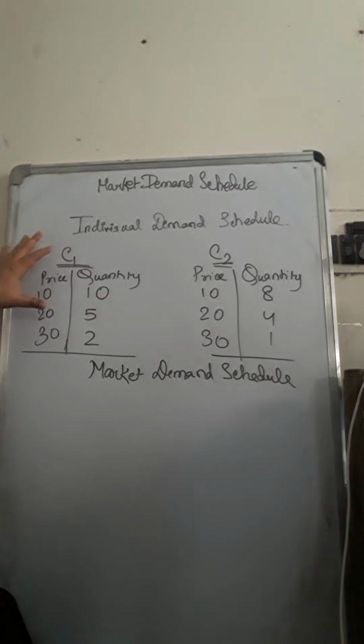Individual, because we have separately studied the two consumers, and for simplicity we have only taken in our example that let there be two consumers only. Now we will do the market demand schedule.